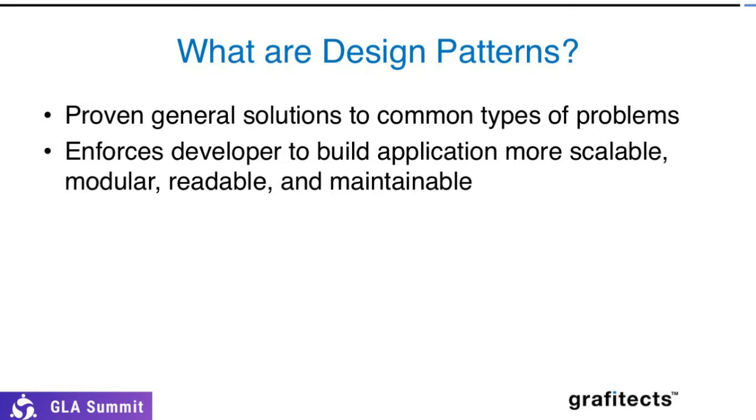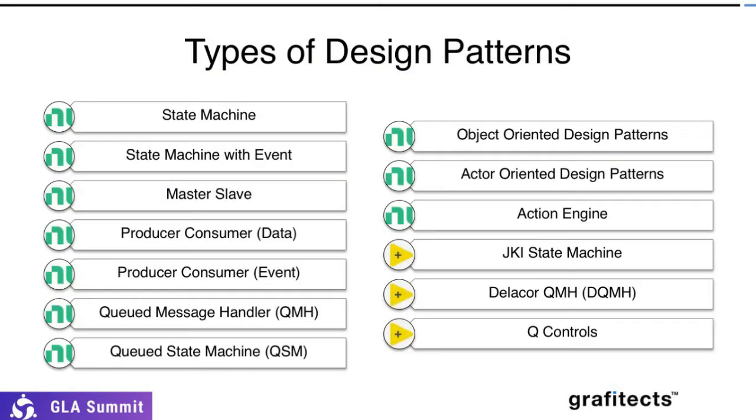So there are many different types of design patterns, as you can see. I'm not going to go through this one because we cannot even cover all of this. The ones in green are the NI standard design patterns that you can find in the NI course material as well as on the NI website. And the yellow ones are from the community, for example, JKI state machine, Delacour QMH, and Q controls. And there are many others as well. These are part of the LabVIEW champions, so I promoted them here as well. So these are the different types of design patterns. We'll come into this one. No need to worry about that at the moment.